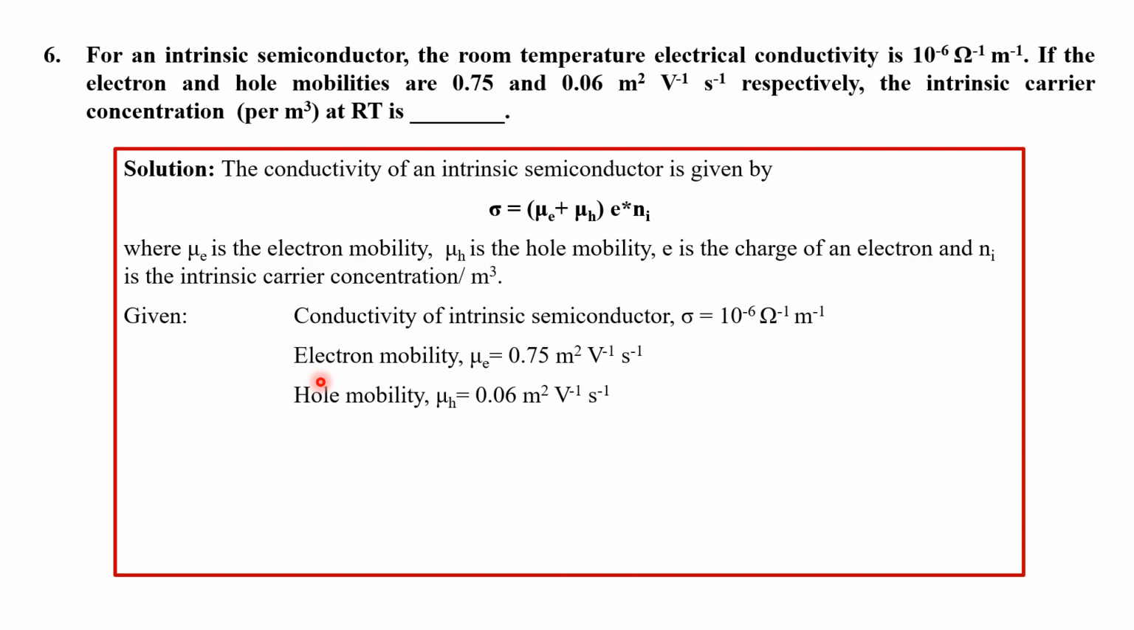7.71 into 10 power 12. Okay, let me check. Yeah, 7.78 into 10 power 12 per meter cube. That's the right answer.